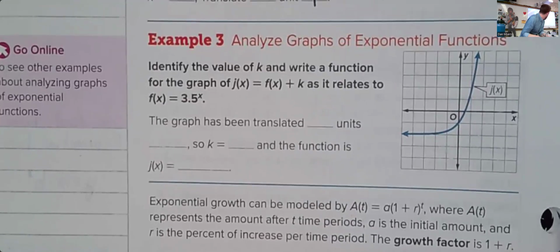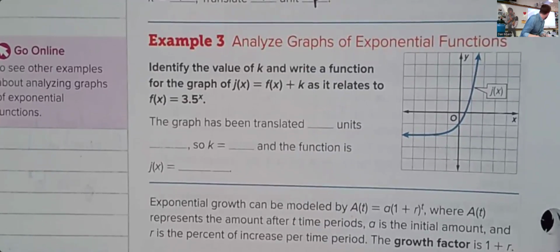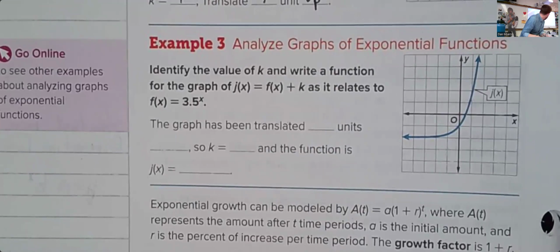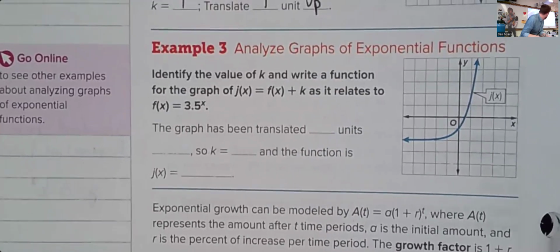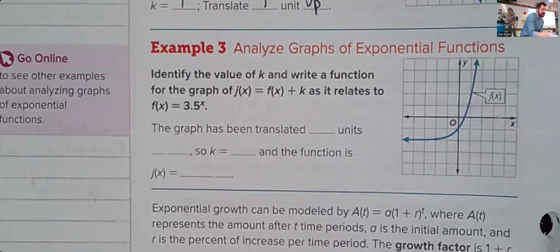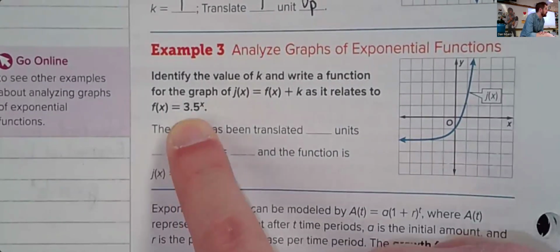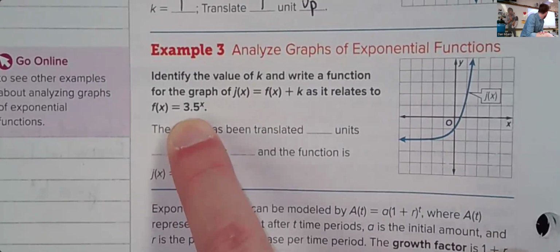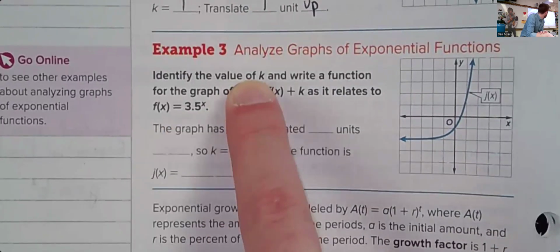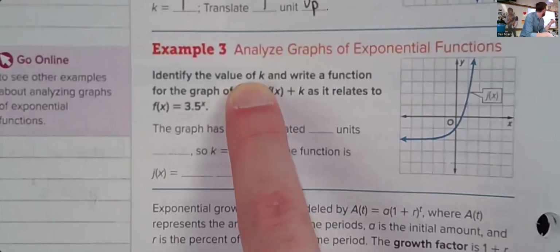Identify the value of k and write a function of the graph of j of x equals f of x plus k as it relates to f of x equals 3.5 to the power of x. Basically what it's saying is, this is your base function here. That's the function that you're starting with, and it only wants you to figure out a value of k. So there is a transformation.